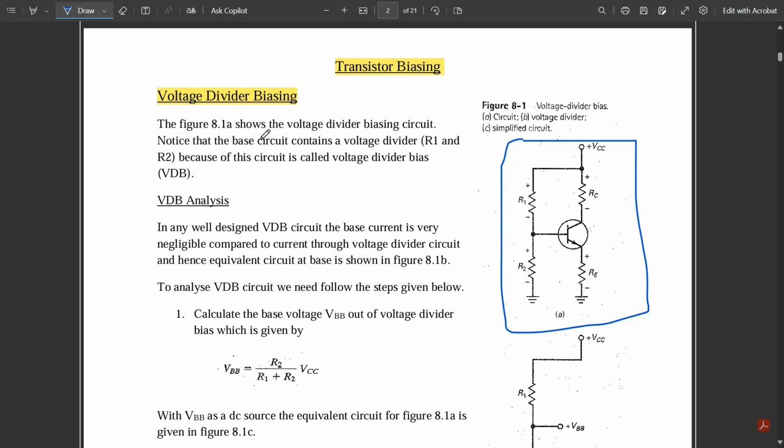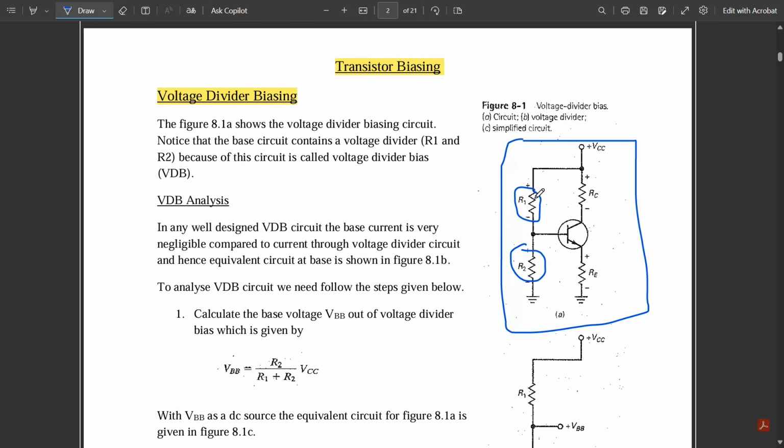Figure 8.1a shows the voltage divider biasing circuit. Notice that the base circuit contains a voltage divider, R1 and R2. These two resistors simply work in dividing the voltage. Why? How does it divide the voltage?